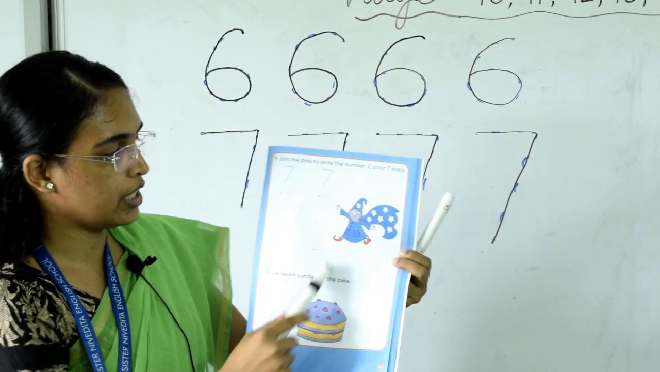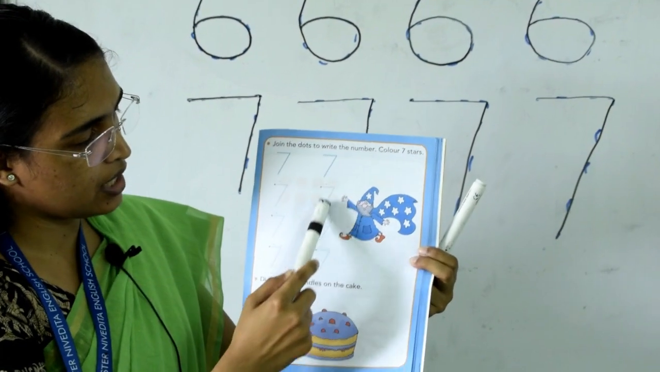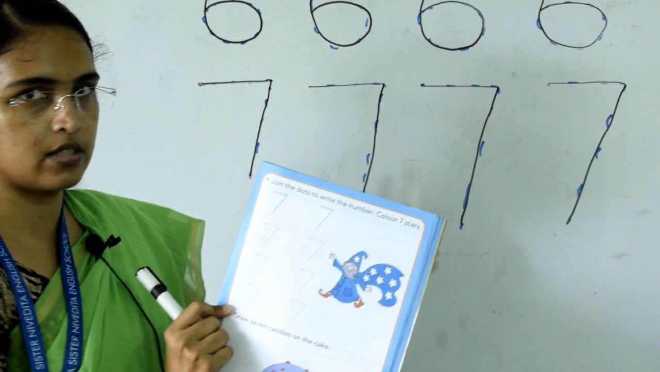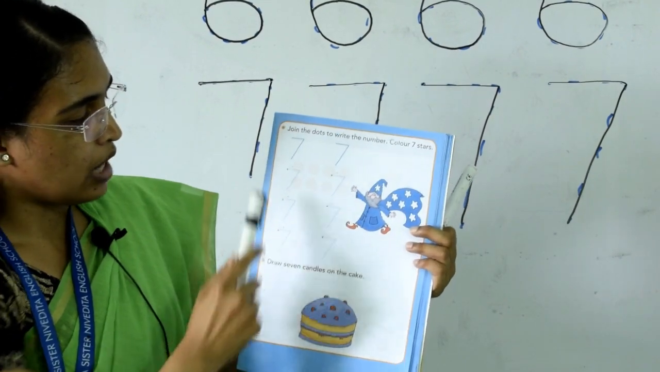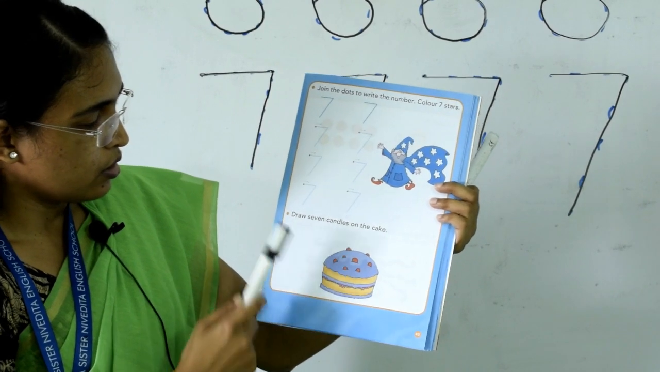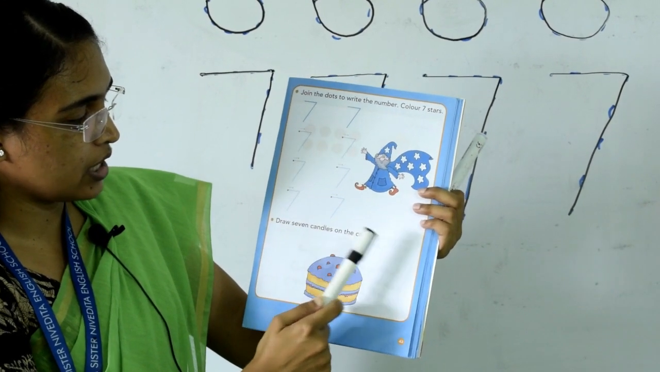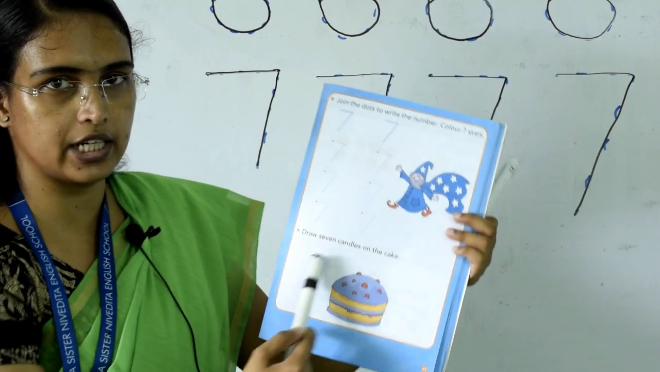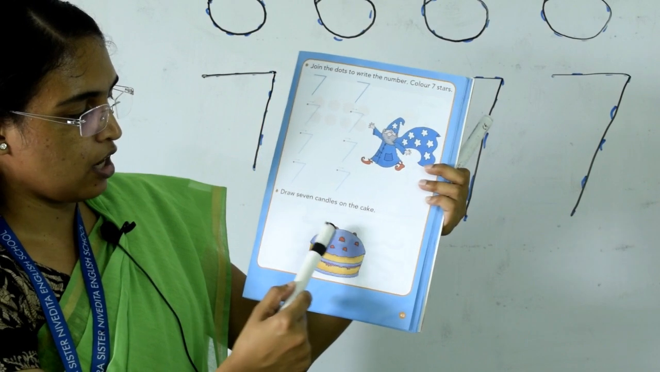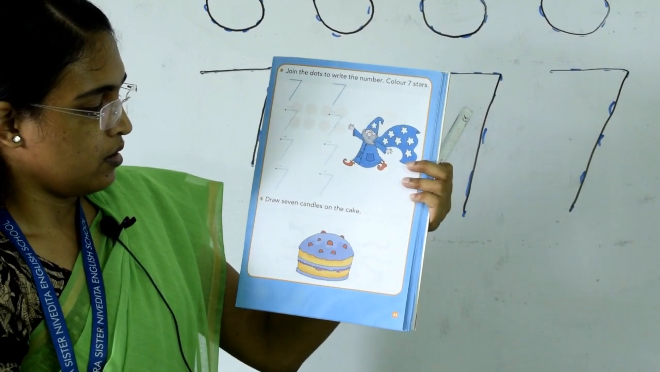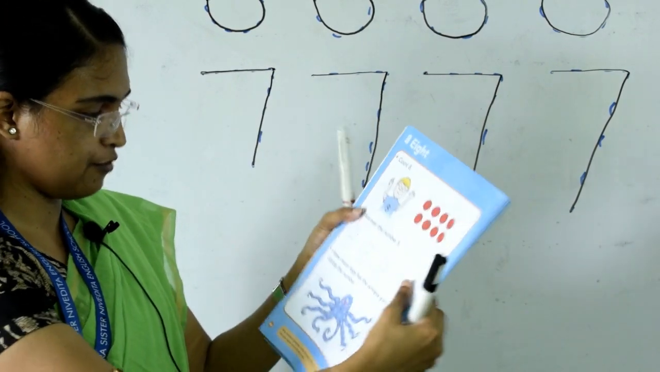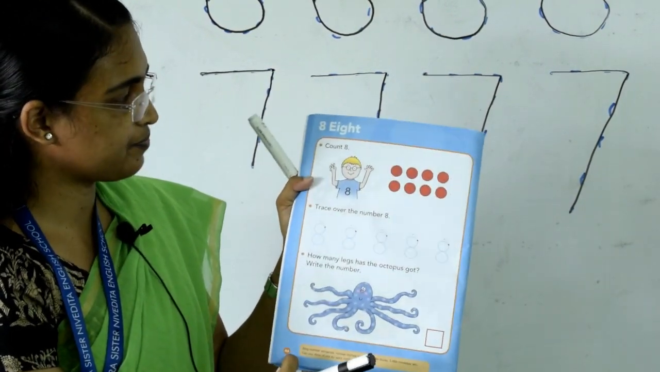What you have to do here is trace the number 7. I already told you how to trace the number 7. Now after tracing this number 7, draw 7 candles on the cake. So this is a birthday cake. You have to draw 7 candles on this cake, okay? After doing this, turn the page and come to page number 44, this one.